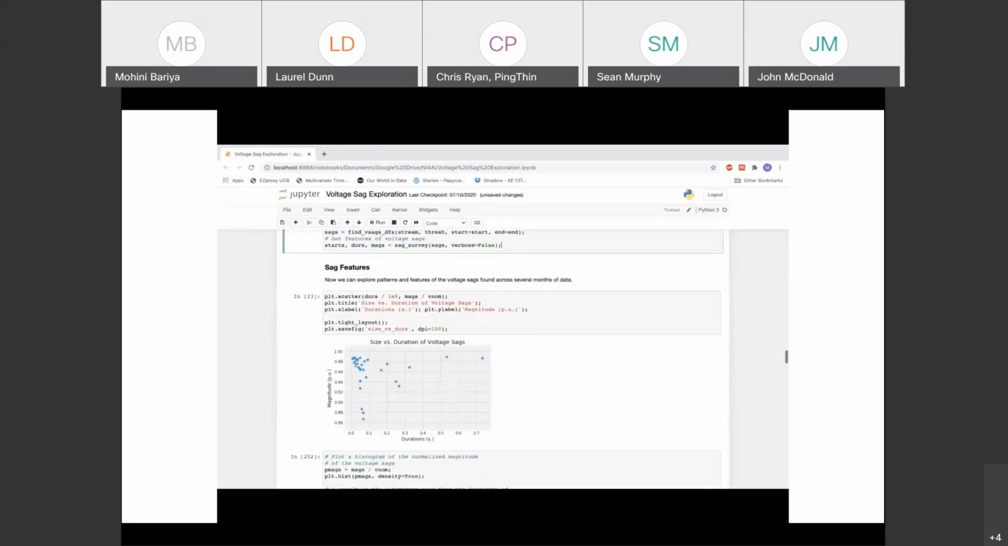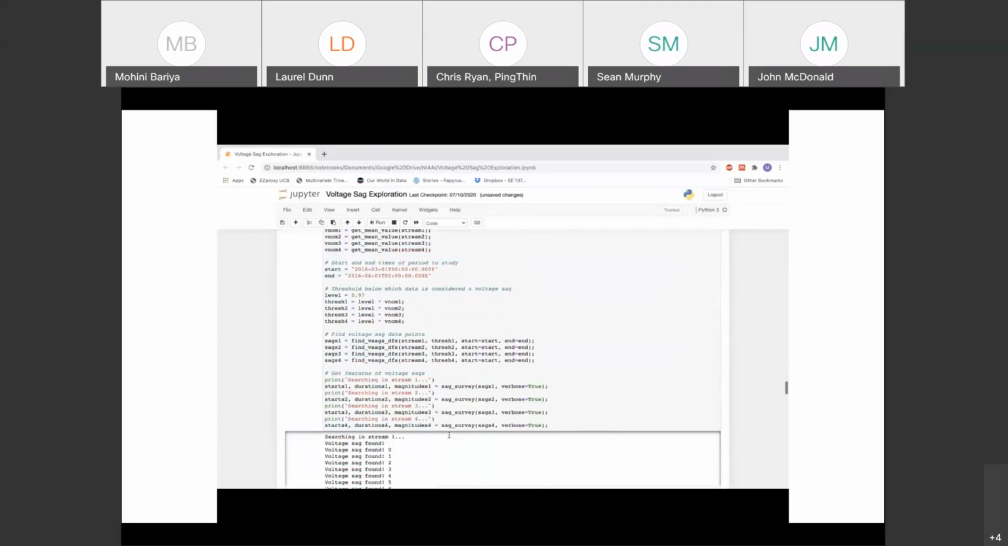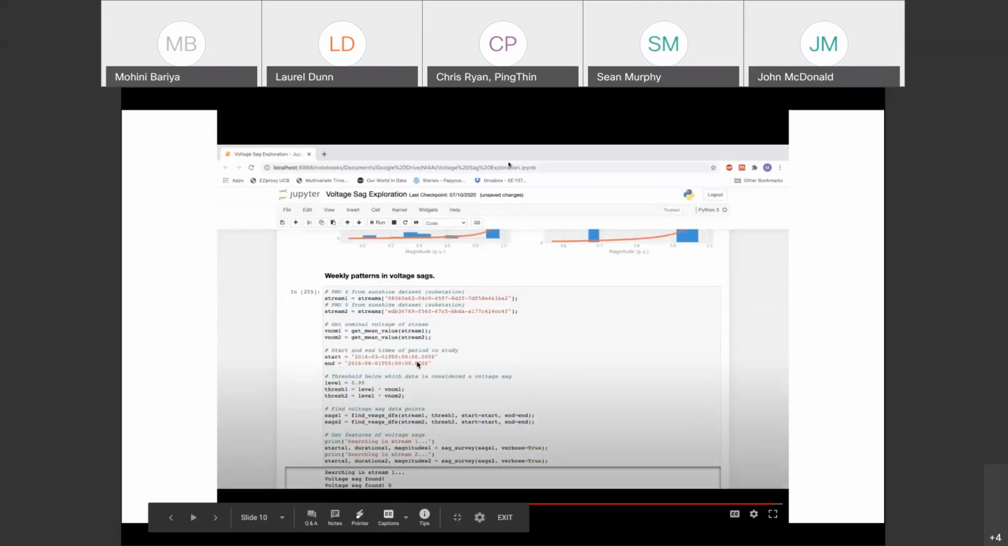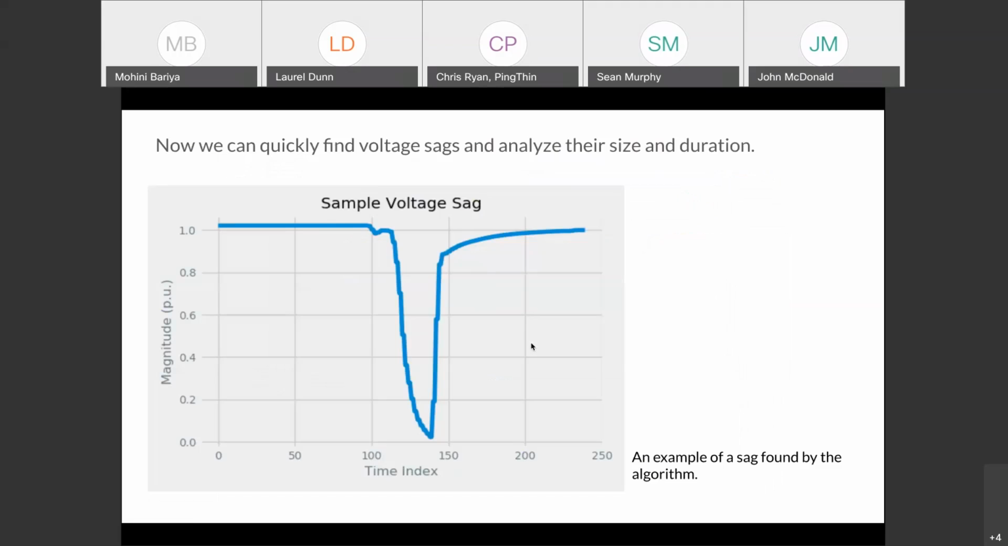So now it finished running and it found a bunch of sags, and I can again look at their duration versus their magnitude. This is of interest because it reflects how equipment may react to the sag, and I see that they are scattered in this way. And I can go on to do lots of different analysis with all these sags that were found. So I'm going to share that with you in the slides. Okay, so this is what I showed you before. Here I have an example of a voltage sag that was found by my algorithm.